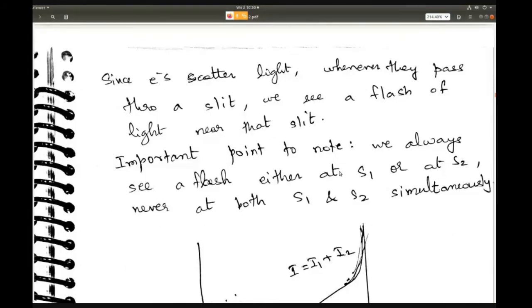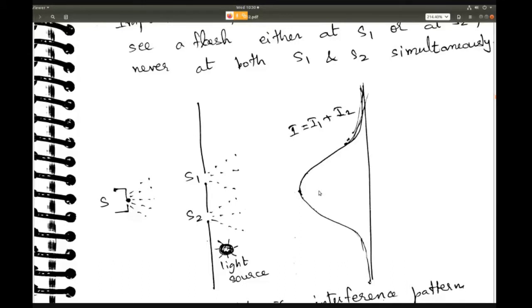So then what is happening? If you're watching the electron, you are destroying the pattern. If you're not watching the electron, you are retaining the interference pattern. So people understood that the only way to watch an electron is to have some light there, and the light is also interacting with the electron. When the light is interacting with the electron, you're disturbing the electron, and if you're disturbing the electron, then the interference pattern is lost.